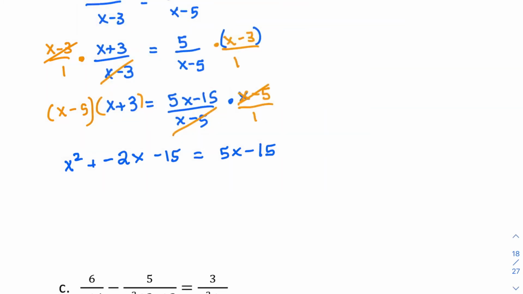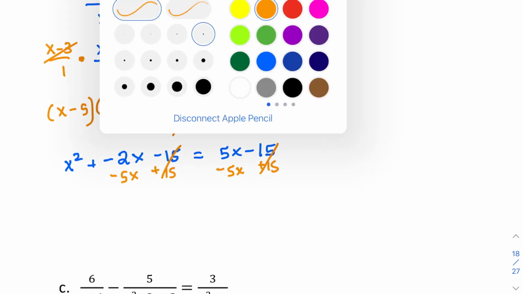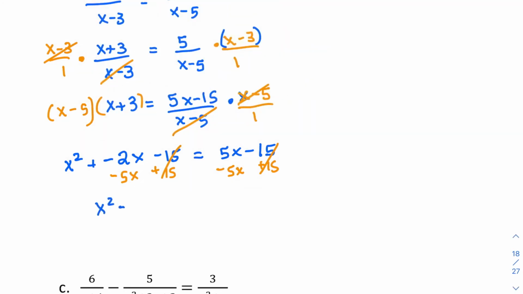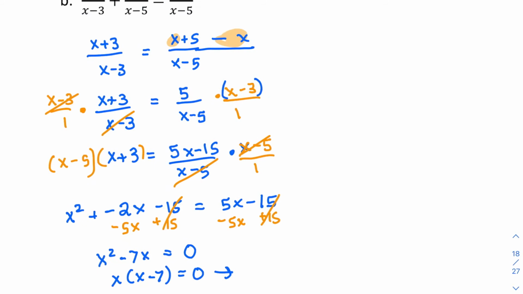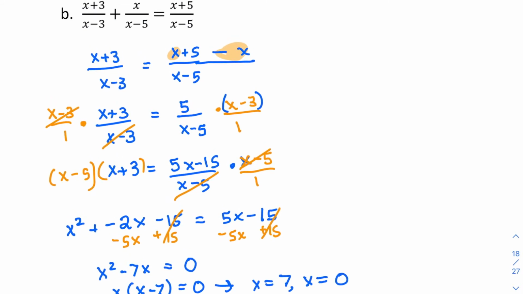Now it's quadratic. I've got x squared and x's, so I want 0 on one side. I'm going to add 15, which actually will add to 0 on both sides. If I subtract 5x, I'll end up with negative 7x. So x squared minus 7x equals 0. You can factor out a common factor of x and then set each factor equal to 0, which will give you solutions of x equals 7 and x equals 0.